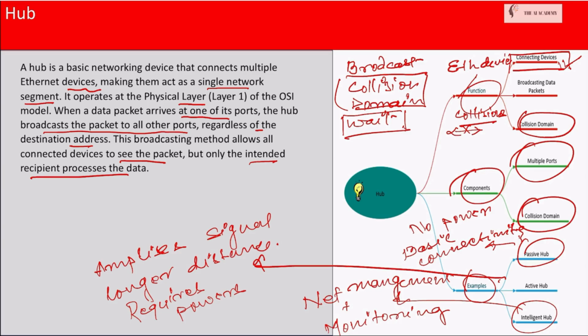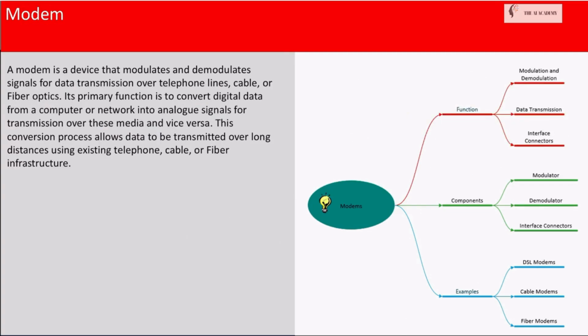A modem is a device that modulates and demodulates signals for data transmission over telephone lines, cable, or fiber optics. Its primary function is to convert digital data from a computer or network into analog signals for transmission over these media and vice versa. This conversion process allows data to be transmitted over long distances using existing telephone, cable, or fiber infrastructure. Modems play a critical role in enabling internet connectivity by converting data between different formats suitable for transmission and reception. Here's a closer look at how modems perform their functions.